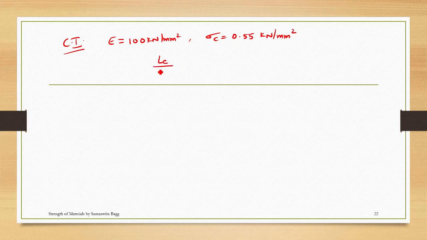Let's take up another example. Say I'm talking about cast iron. For cast iron, the value of E is 100 kilonewton per mm square and the value of sigma C is 0.55 kilonewton per mm square. When I substitute, I'll get LE upon K min is greater than or equal to pi root of 100 upon 0.55. When I solve the right hand side, I get LE upon K minimum should be greater than or equal to 42.36, which is approximately say 42.